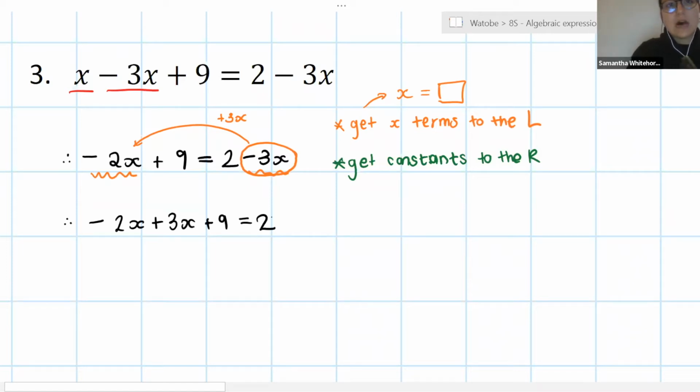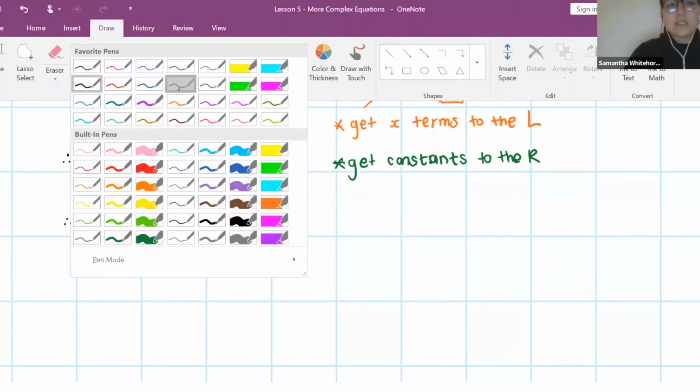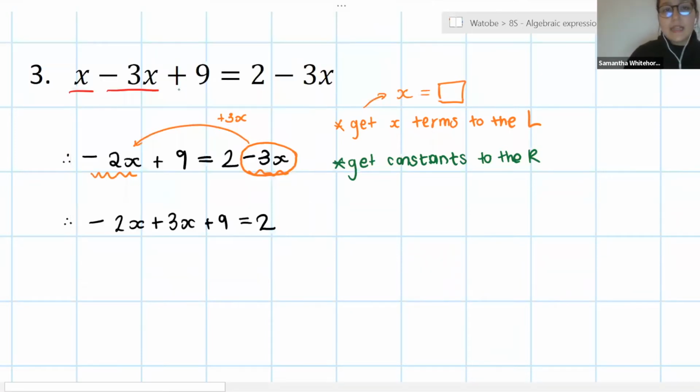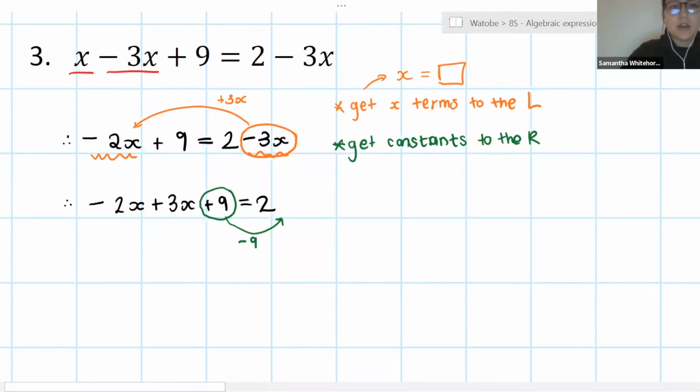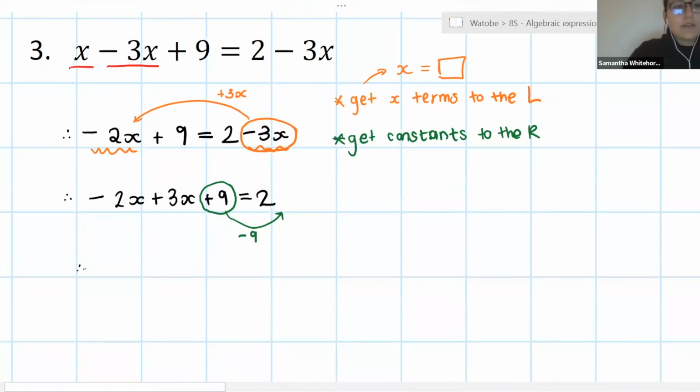So we can see now that that minus 3x has moved over the equal sign and it's now sitting on the left. And then remember, the other thing I want to do is take this constant that's on the left and move it to the right. And so I do the opposite. It was plus 9. I'm now going to minus 9. That's the only way I can move things over the equal sign is by doing the opposite operation. And so now I've got minus 2x plus 3x is equal to 2 minus 9.